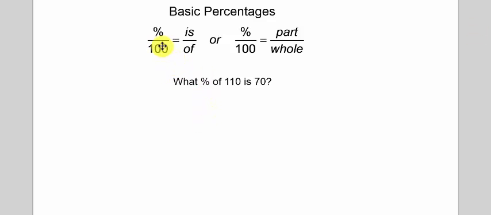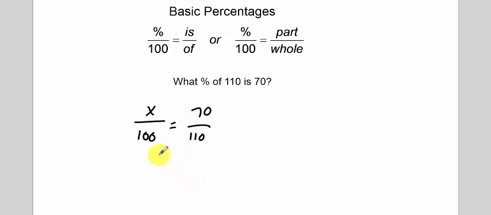You can think of a basic percentage problem as a percent over 100 is equal to an is over of, if it's written in this kind of form, or percent over 100, most commonly known as the part over the whole. That's the proportion you're trying to set up. So if we want to use this is over of concept: what percent, so there's your unknown, we're going to call that our unknown value x, over 100 is equal to the is over of: what percent of 110 is 70?